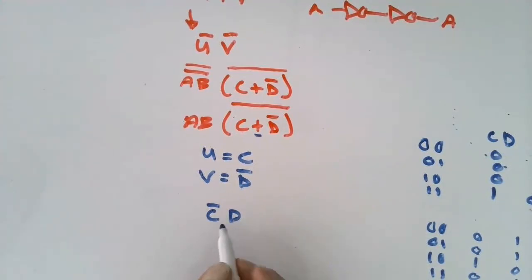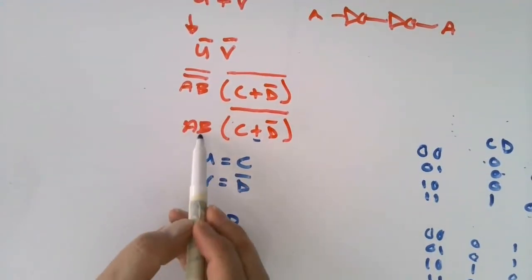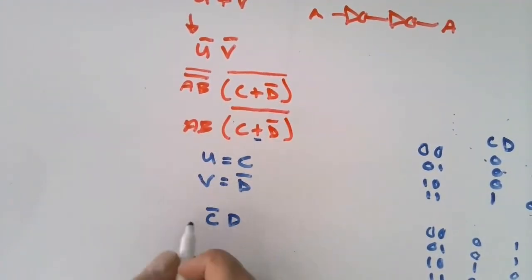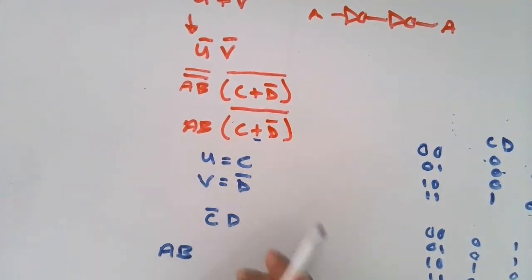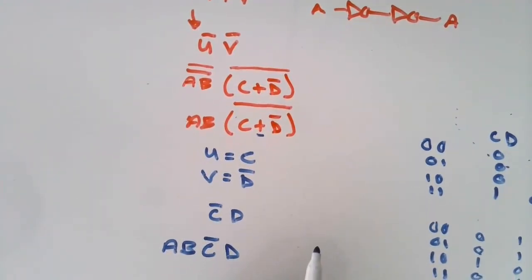Now, let's substitute this back into the previous equation. We're not done yet because we have to go back to look at what we had here with A and B. So for our final equation, we're going to have A and B ANDed with C naught and D. That is going to be the final equation. There are no OR terms here. We've done the complete DeMorgan transformation.